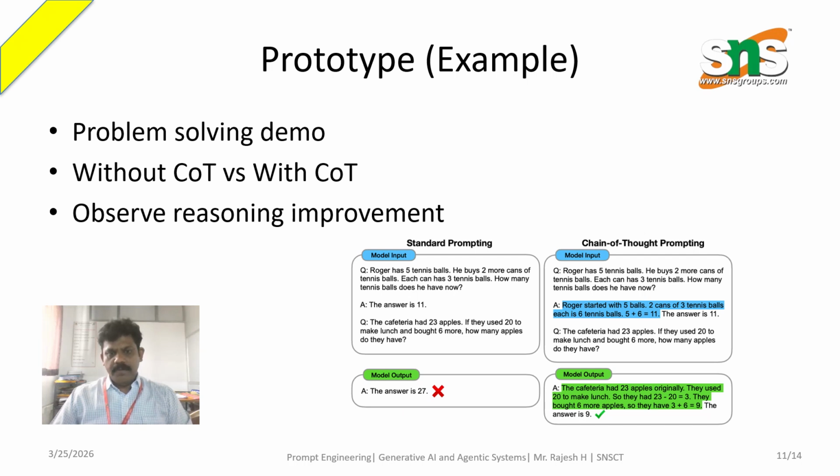Then I give the problem: the cafeteria had 23 apples. If they use 20 to make lunch and bought 6 more, how many apples do they have? Here the answer is 27, but it is actually wrong. When you see the chain of thought prompting, the answer is 9. That is the actual correct answer. How did it happen? Because in chain of thought prompting, I gave a model problem with clear detailed information. But in standard prompting, I'm not giving any detailing of the problem, so it is giving random answers.